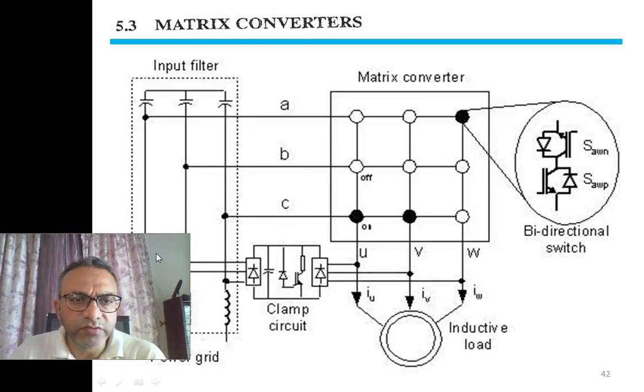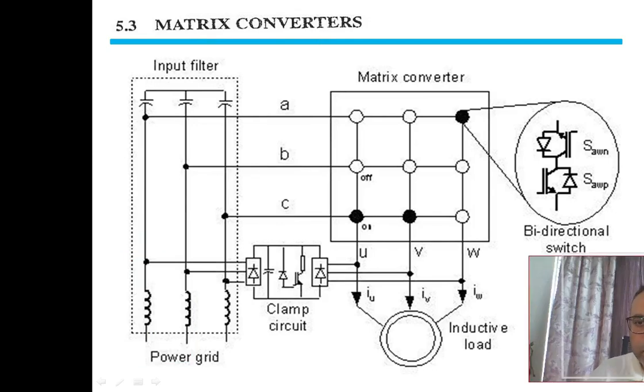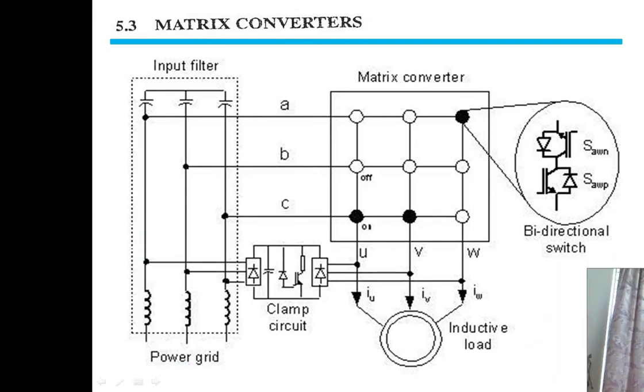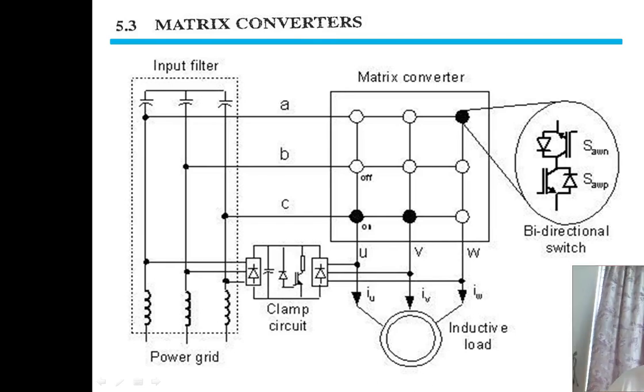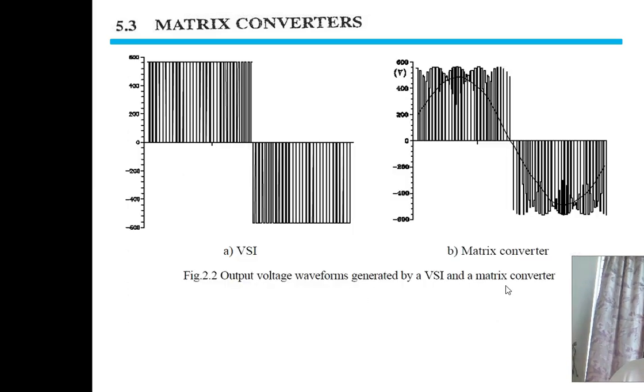So, another matrix converter. In this matrix converter, what we have is the input voltage. We have the input, then we have the input filter, the ABC, and the bidirectional switches, and then we have the load over here.